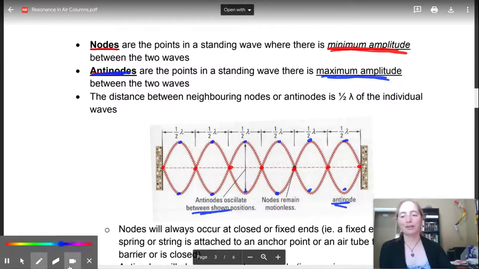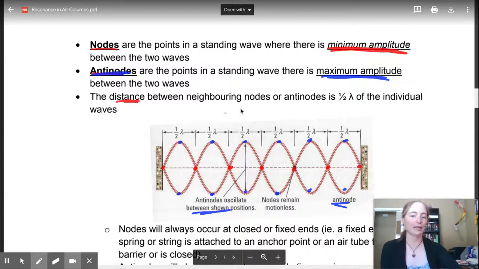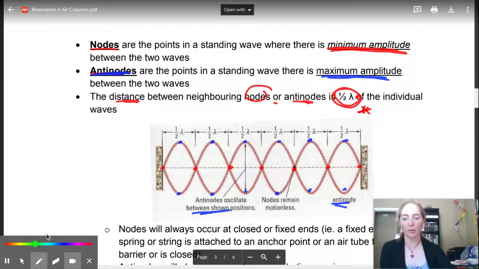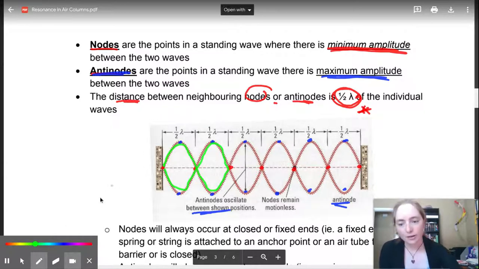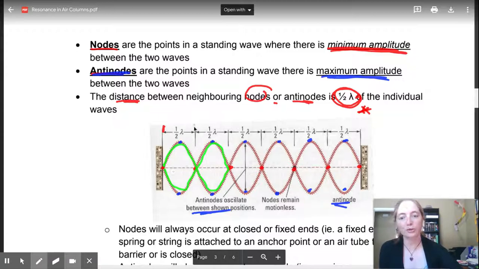Now, what is particularly important as well is that the distance between neighboring nodes or antinodes is half a wavelength of the individual waves. Let's draw one wave in here. Let's go green. Remember how one wave is the complete cycling of a wave. Well, this here is one wavelength, and as it's alternating like that, that is one complete cycle. So as you can see, the distance from one node to another node is half of a wavelength.